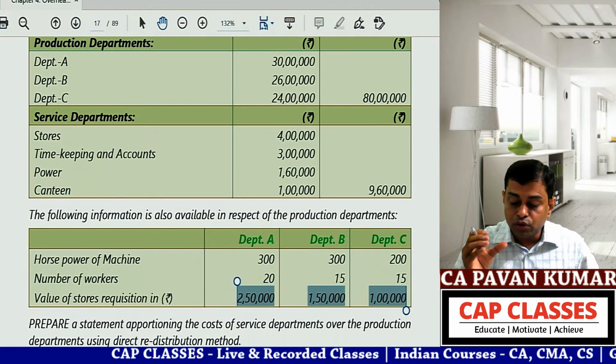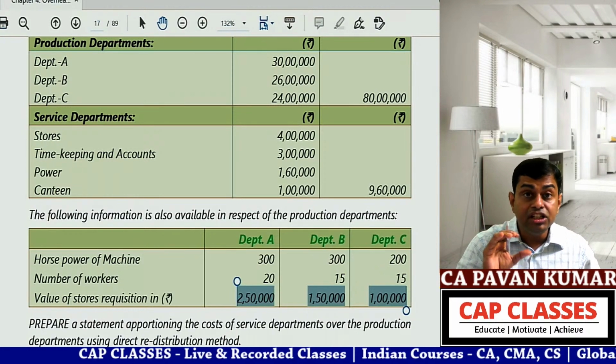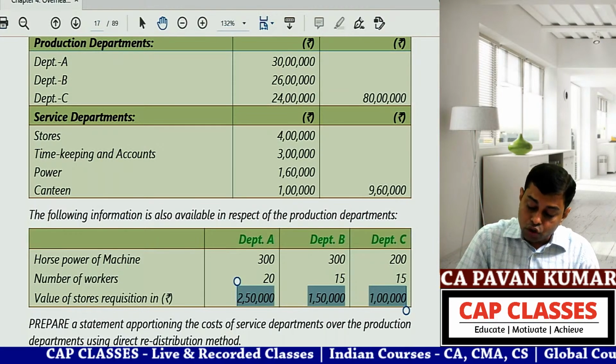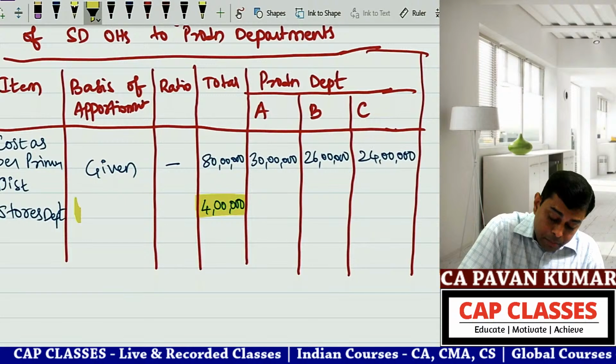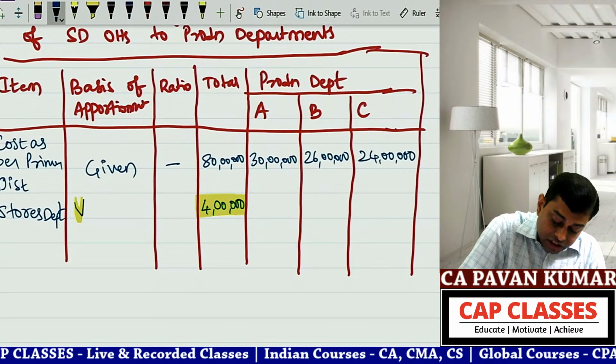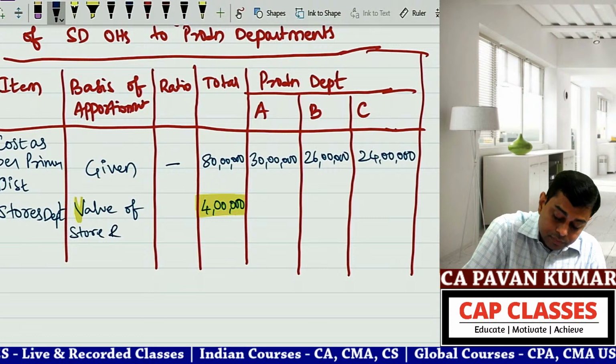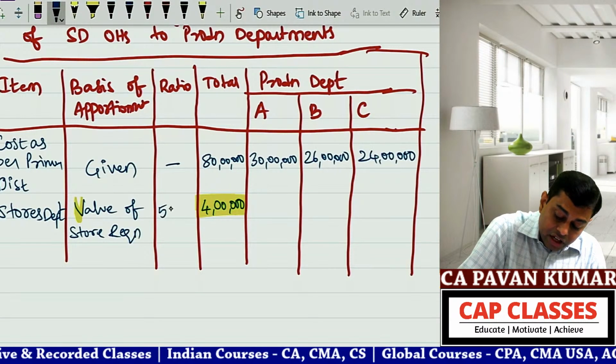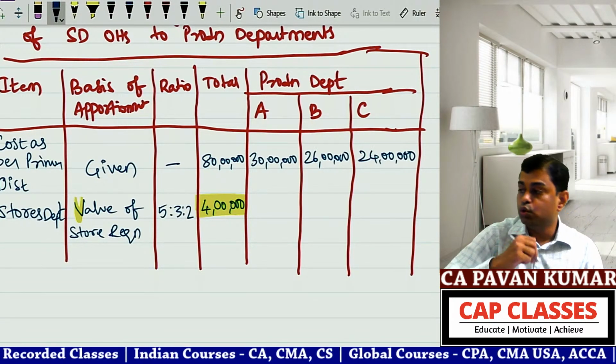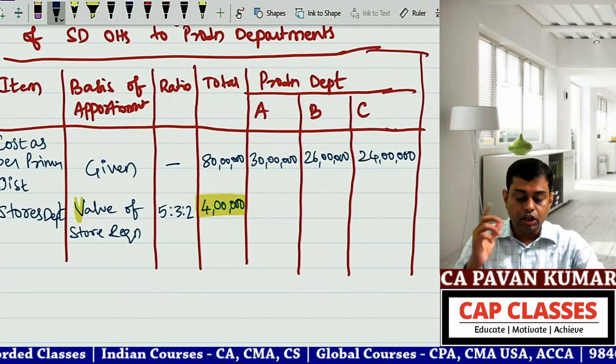2,50,000 is to 1,50,000 is to 1 lakh. Can I say 5 is to 3 is to 2? The basis is value of store requisition. Five is to 3 is to 2. Okay, distribute and tell me.